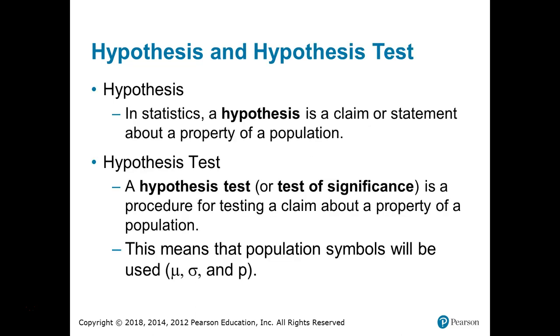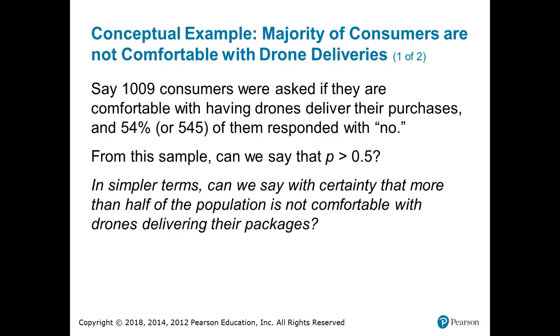So a hypothesis is a claim or a statement about a property of a population. Again, notice that we are dealing with populations because you don't really make hypotheses about samples because you can measure a sample. And then you're using the data from a sample to make inferences about a population. A hypothesis test is a procedure for testing that claim, that hypothesis, about a property of a population. So again, since we are using population, we will use population symbols, mu, sigma, and p.